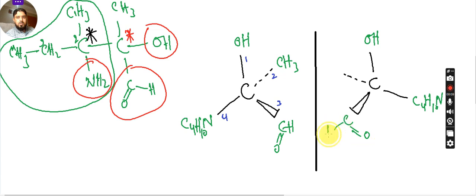Sir, I have a question. Just 1 minute, let me finish this first. Then we are left with only CH3 here. That's it. So your optical isomerism will be like that. Clear? Okay.